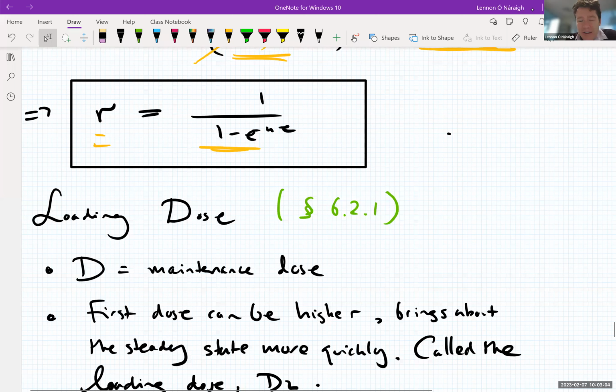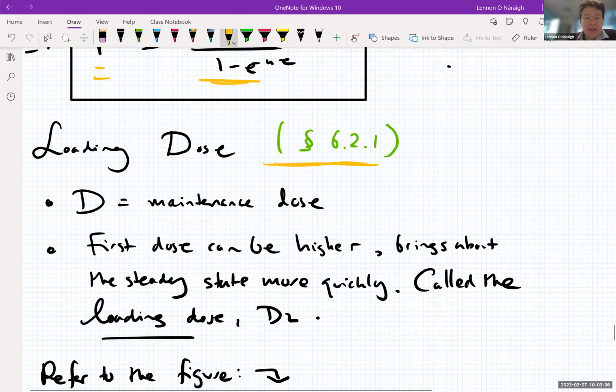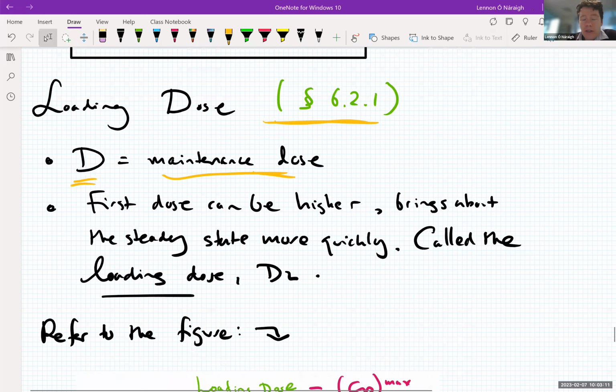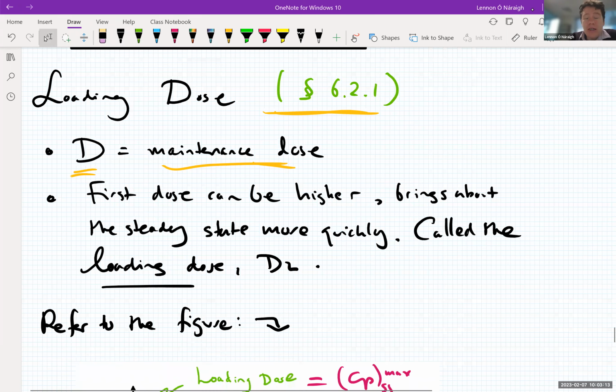So let me tell you something finally. This is an interesting concept. It's the loading dose. So we call D the periodic dose, the maintenance dose. I'm not a pharmacologist, but let me just tell you what the textbooks say. Often it's okay to give a first dose that's higher than the maintenance dose, because this brings about the steady state, which is the desired state. It brings about the steady state more quickly. And so this first dose, which is higher than the maintenance dose, is called the loading dose.